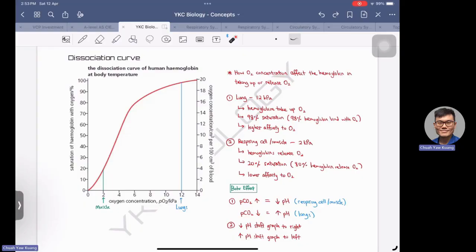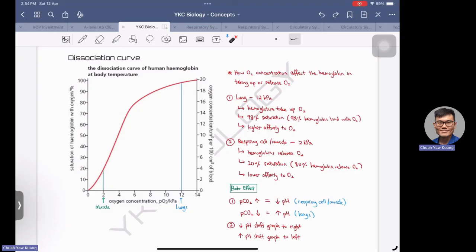Based on the graph, we can see that at high partial pressure of oxygen, the saturation of the hemoglobin with oxygen is also very high. On the other hand, when the partial pressure of oxygen is low, then the saturation of the hemoglobin with oxygen is also low.